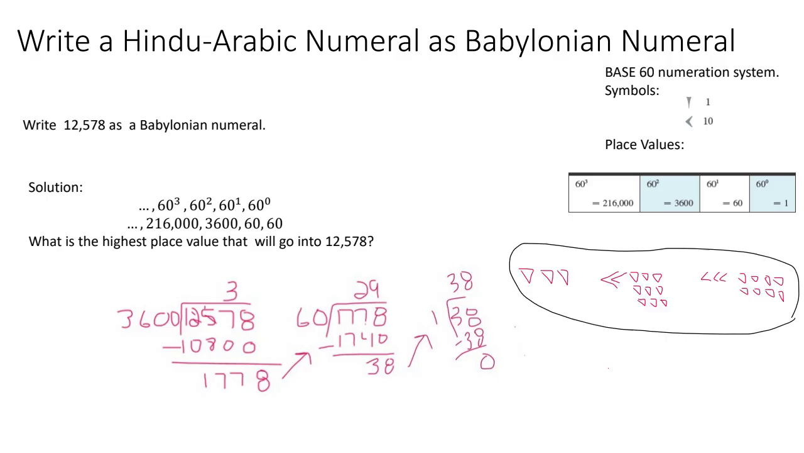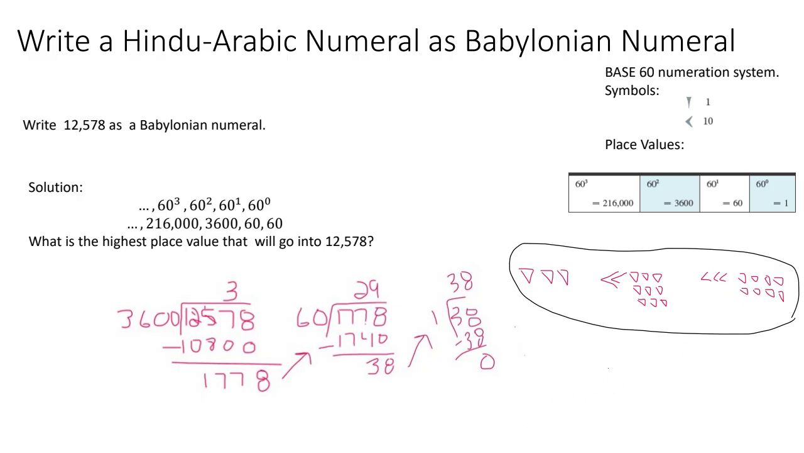So our answer can be written as 3. So we have our 3 triangles. I need my space, and then 29. I need another space, and then we have 38. So that would be our 38. So this would be our answer.